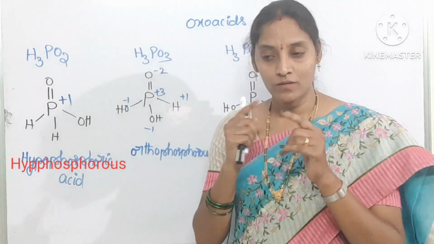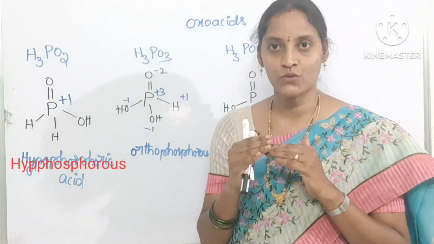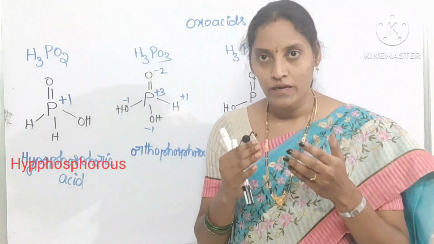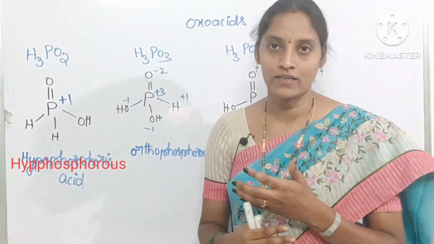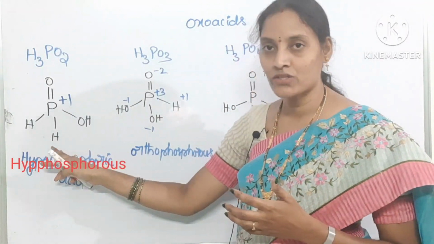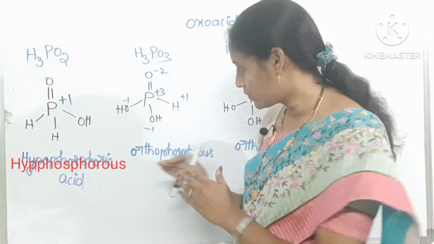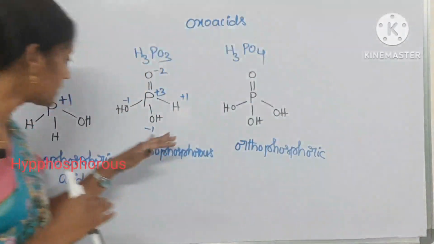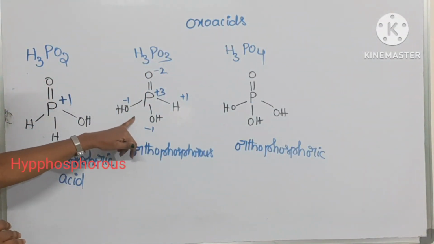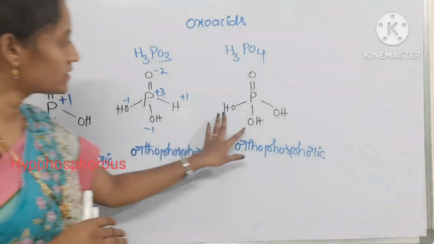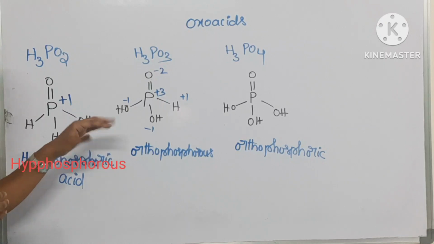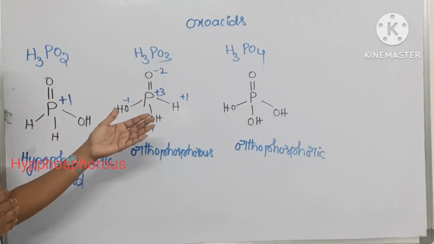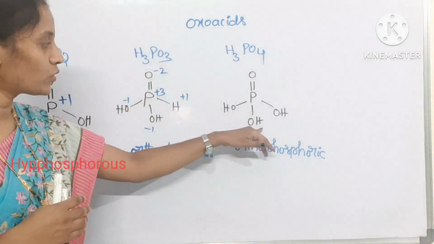And also one more thing, if the hydrogens attached to the phosphorus are more, then that acid will have more reducing character. Here two hydrogens are attached to the phosphorus, we will compare it later. Coming to the basic nature, here one OH, this is dibasic and this is tribasic. Of all three, this is the most basic one.